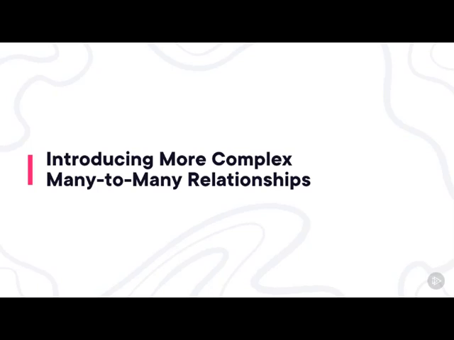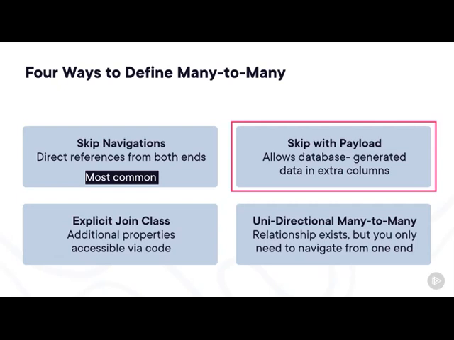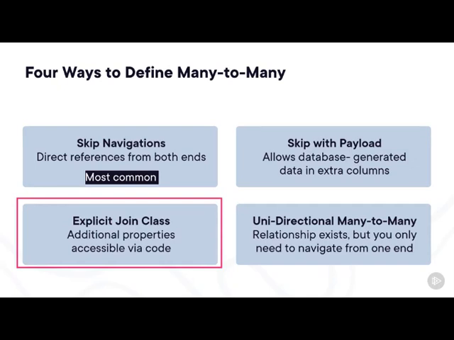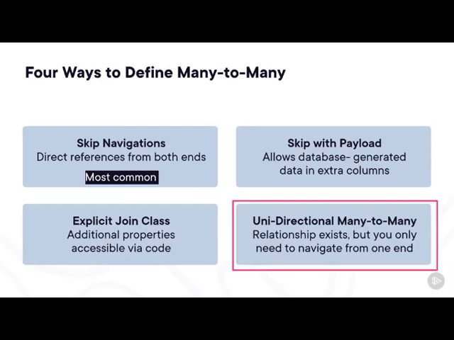Now that you've gone through the basics of working with the most common style of many-to-many relationships using skip navigations, I do want you to have some awareness of the other ways to map a many-to-many with EF Core. One of these extends the skip navigations, but allows for some payload data. Another is to create and use an explicit class in between the two ends. And as I explained earlier, the unidirectional many-to-many. So this will just be a light intro to those. And for the unidirectional mapping, I'll just be pointing you to the documentation.